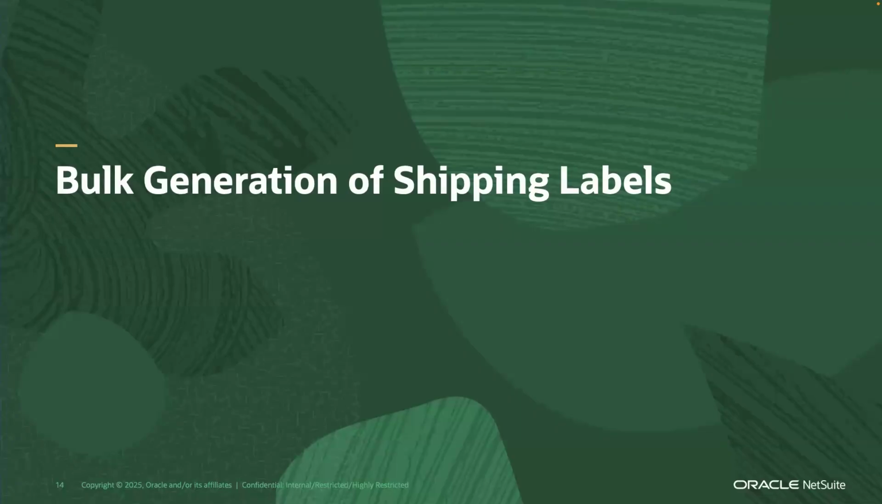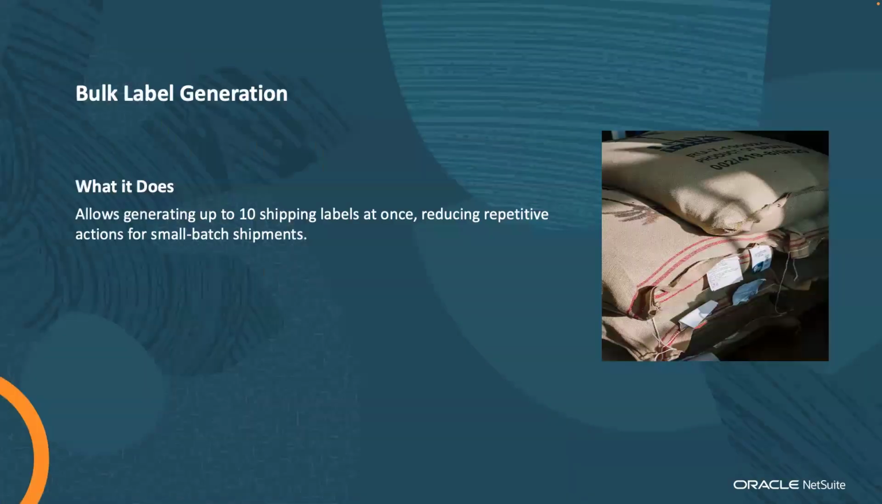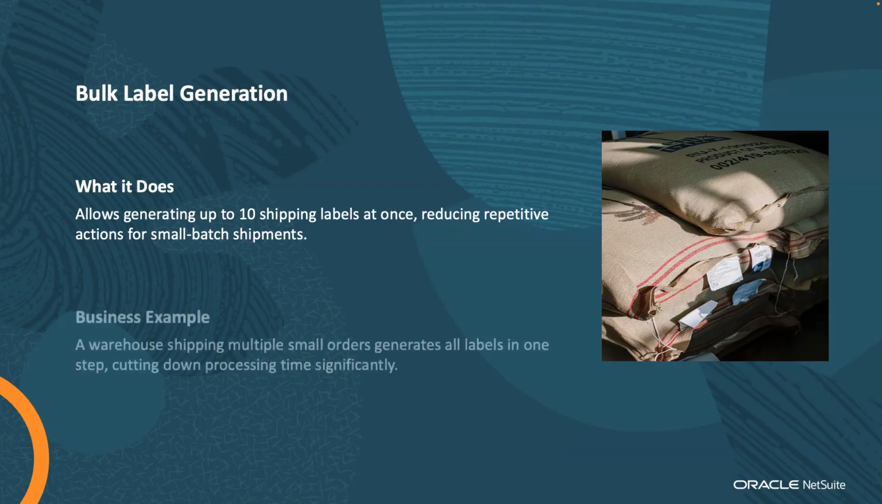Next topic is bulk generation of shipping labels. With 2025.2, you can generate multiple shipping labels in one go. For warehouses shipping small orders, this eliminates repetitive steps and cuts down processing time dramatically.